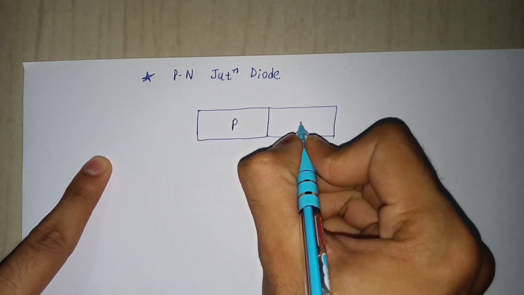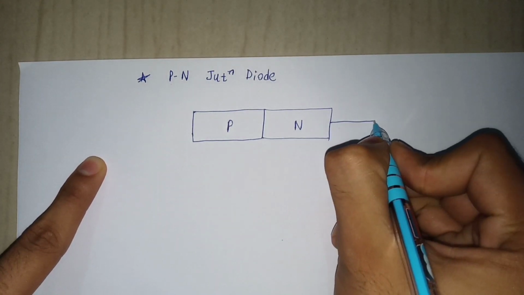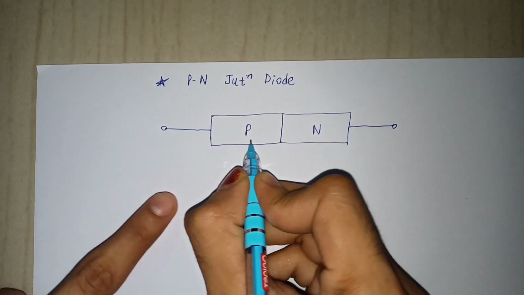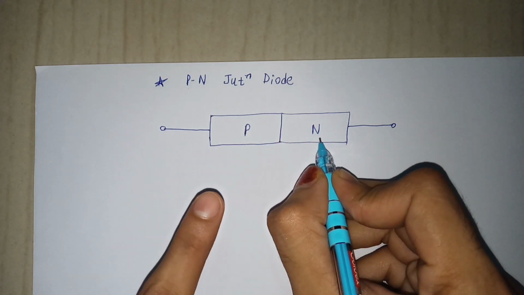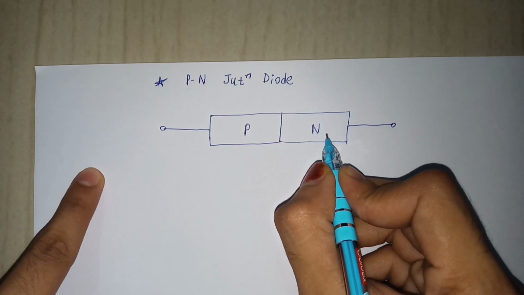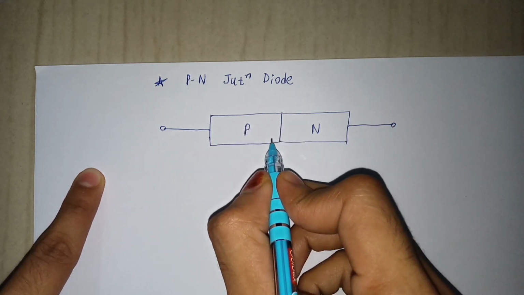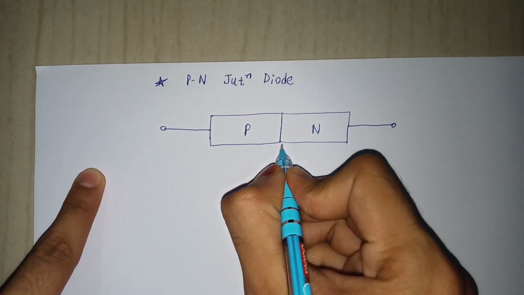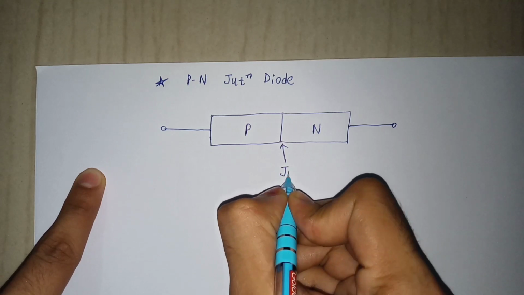What is P-type material? When trivalent impurities are added in a fourth group element, it is a p-type semiconductor, and when pentavalent impurities are added in a fourth group element, it is called an n-type semiconductor. When both are attached side by side, it is called a PN junction diode. The junction formed between p and n type is called the PN junction.